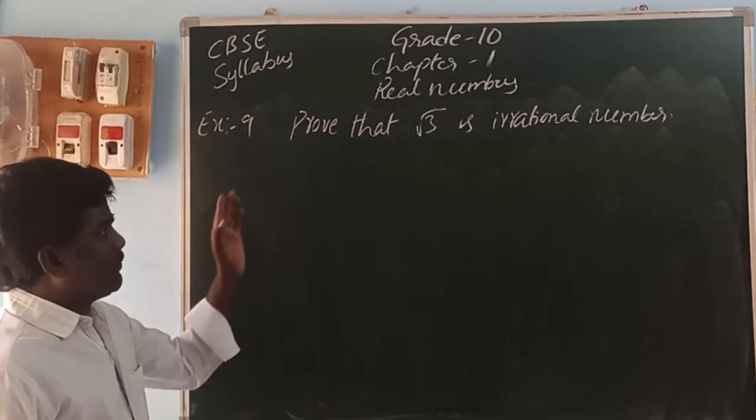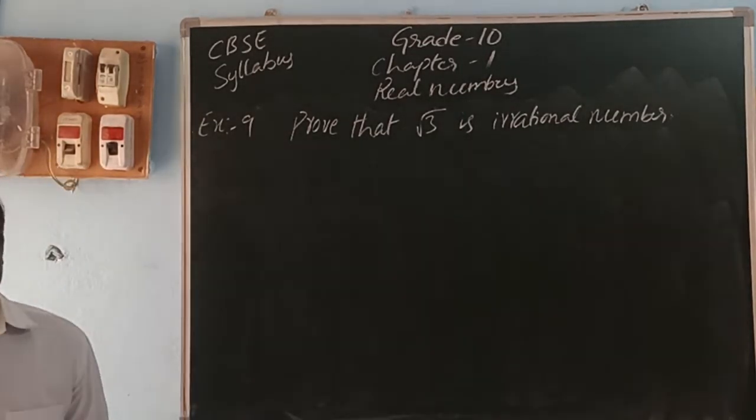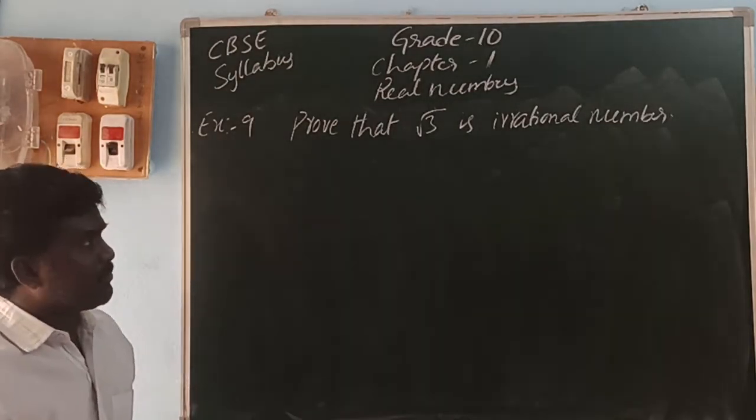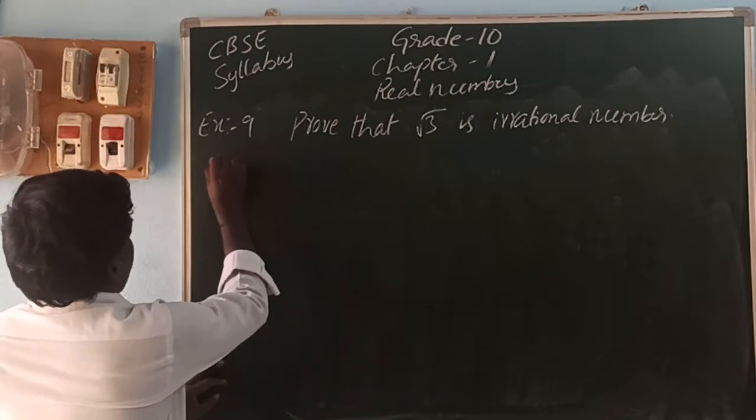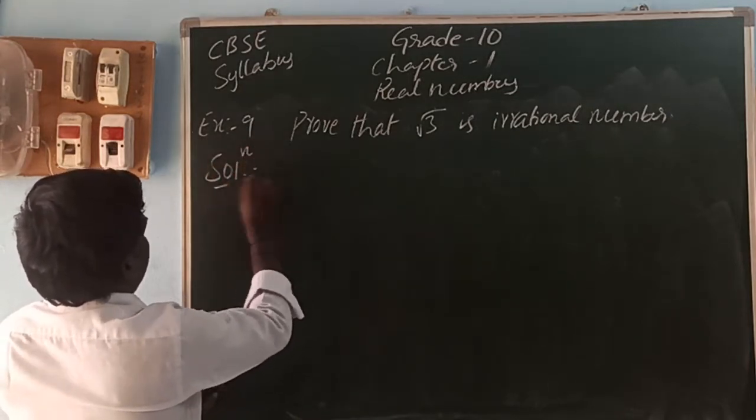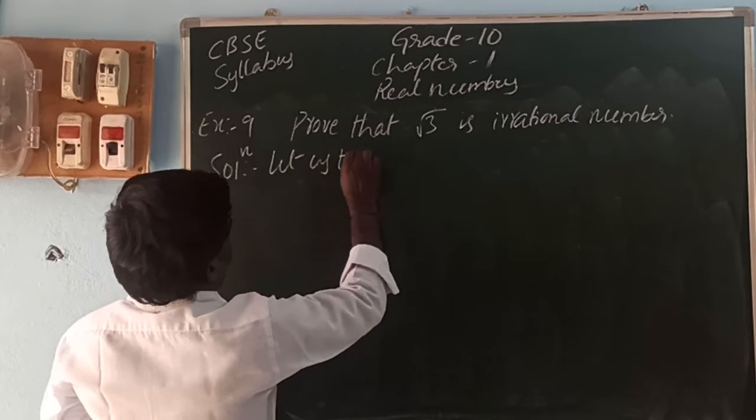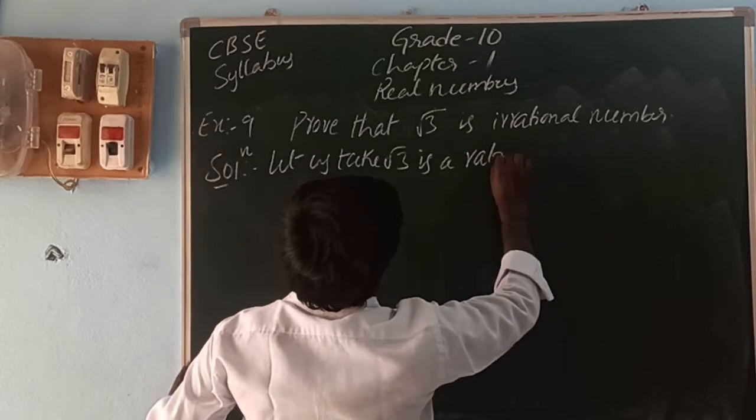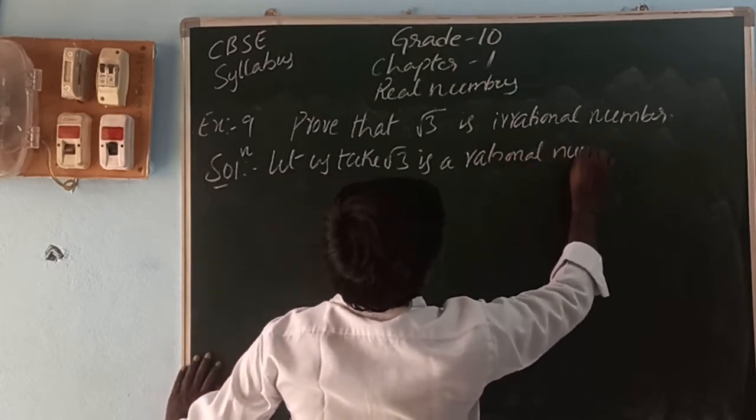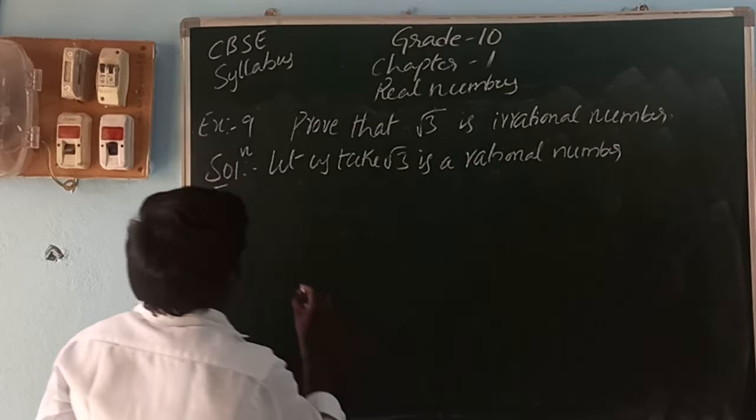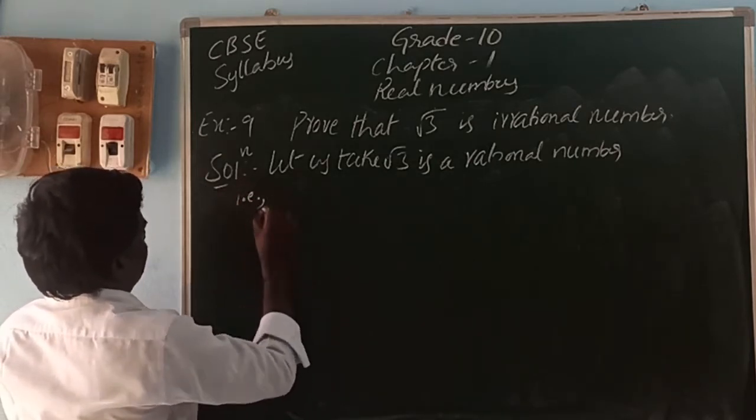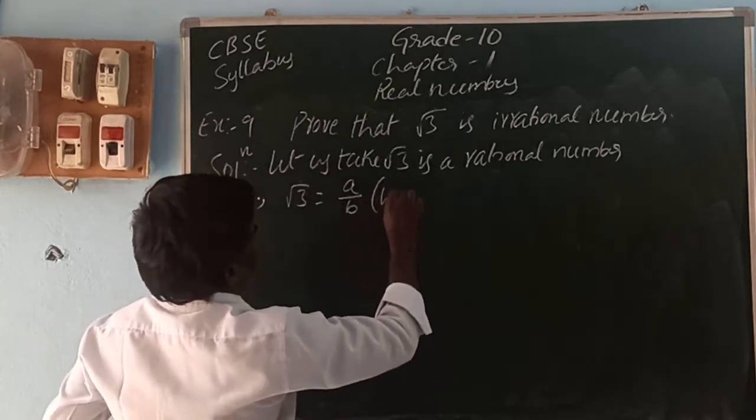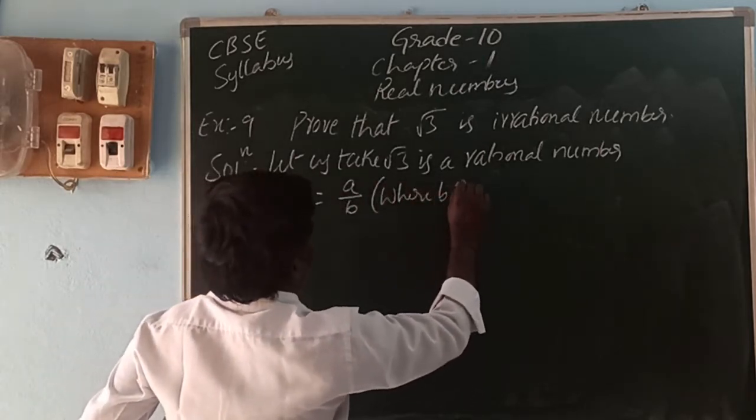Next example. Prove that root 3 is an irrational number. Same as the last problem. How can we prove it? By using the contradiction method. Here, let us take root 3 as a rational number. So that is root 3 is equal to a by b, where b is not equal to 0.